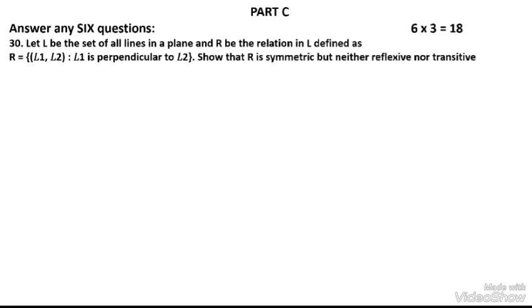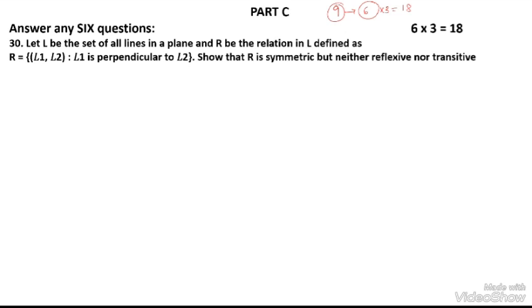Here there are a total of 9 questions in this part C. Out of 9 questions, we have to solve any 6 questions. Each question carries 3 marks, that is 18 marks. Total from part C, we have 18 marks. Here is the first question.